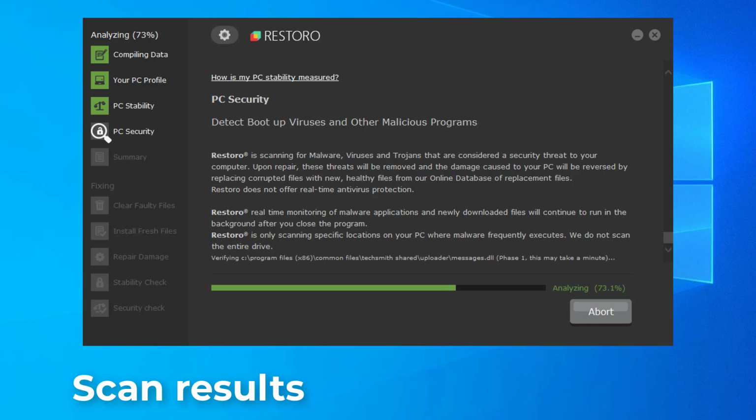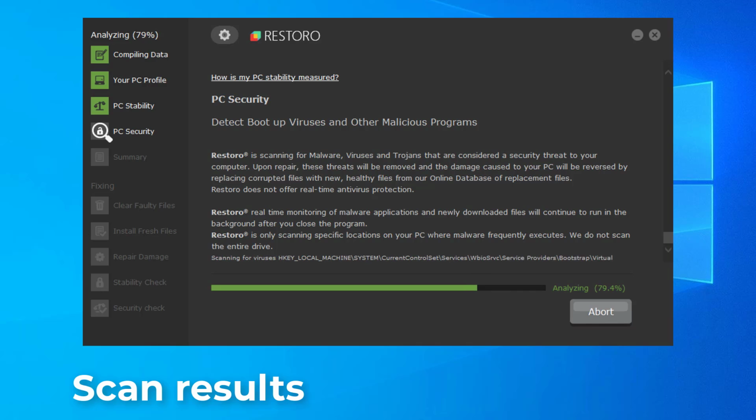Restoro delivers an in-detail system assessment divided into three parts: hardware, security and stability. Hardware scan identifies issues related to hardware, such as low memory space. Low RAM space often results in poor system speed. In addition, the PC's RAM will be compared to the global average. The software will also identify problems with CPU power or temperature.